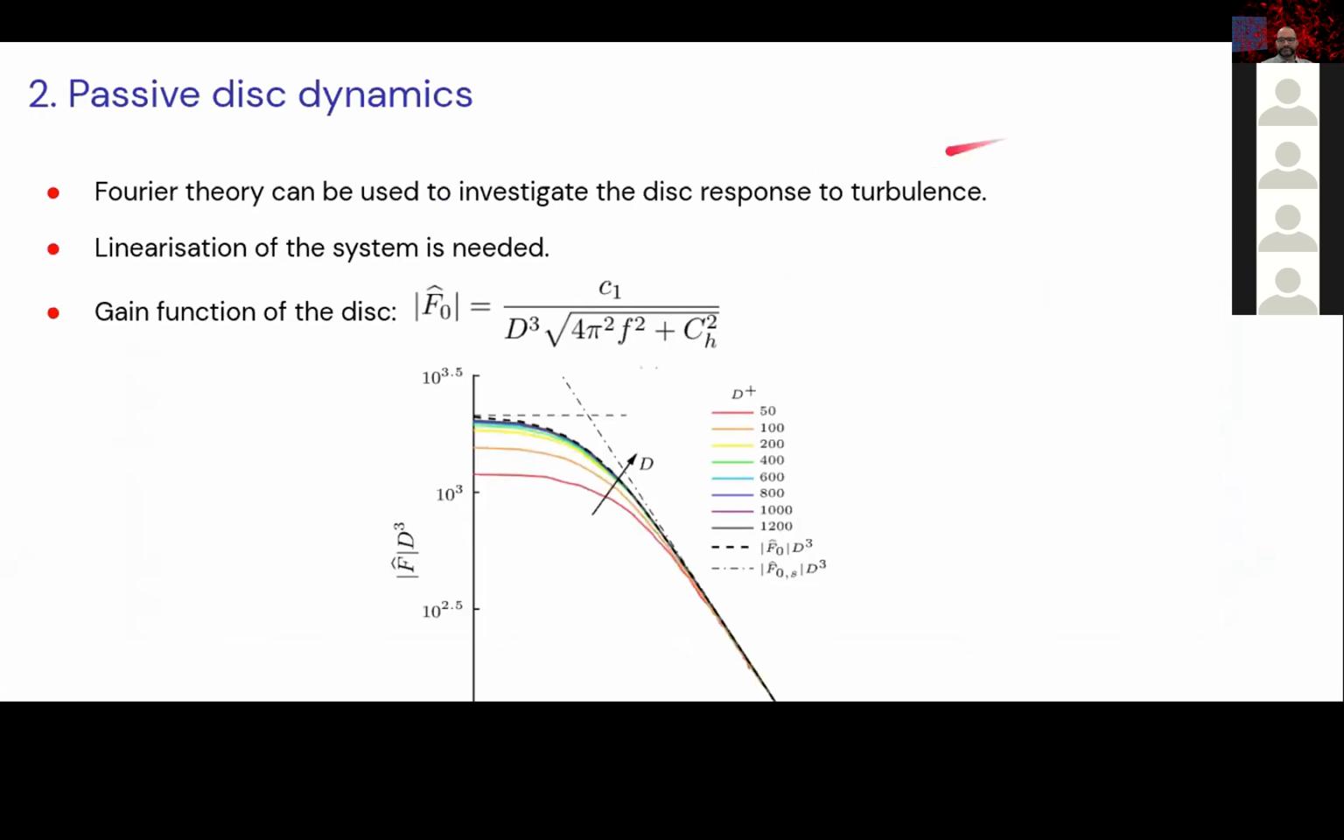We can also construct models linearizing the system to get the gain function of the disk, but these are more sophisticated and need a linearization of the system. But this can help us to understand the velocity response of the disk to the turbulent torque, to the fluid torque. And the disk responds more strongly to low frequencies than high frequencies, which is basically a low pass filter.